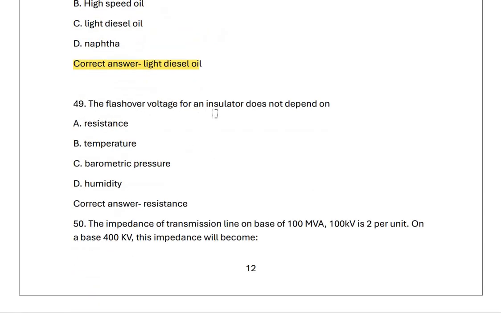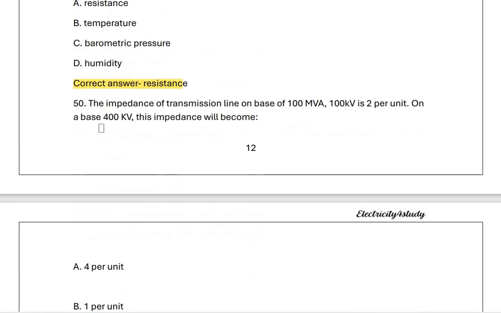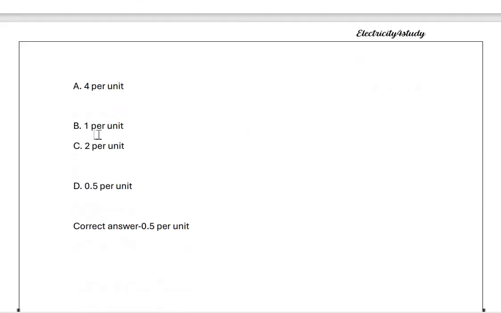49. The flashover voltage for an insulator does not depend on A. Resistance. B. Temperature. C. Barometric pressure. D. Humidity. Correct answer: resistance. 50. The impedance of a transmission line on a base of 100 MVA, 100 kV is 2 per unit. On a base of 400 kV, this impedance will become A. 4 per unit. B. 1 per unit. C. 2 per unit. D. 0.5 per unit. Correct answer: 0.5 per unit.